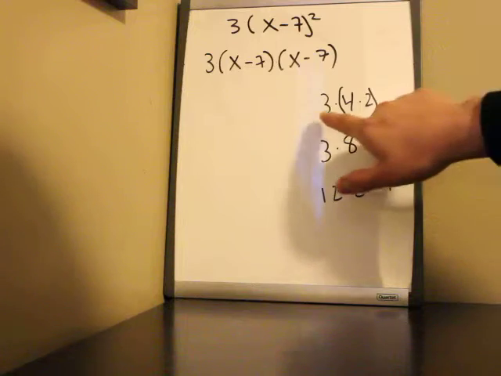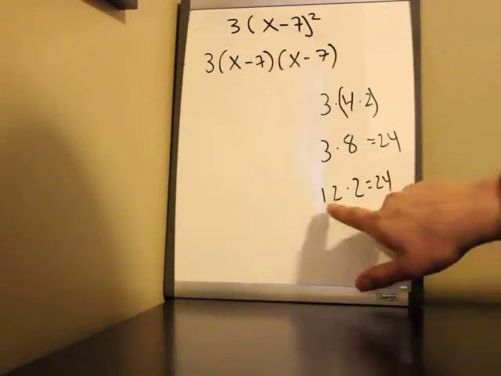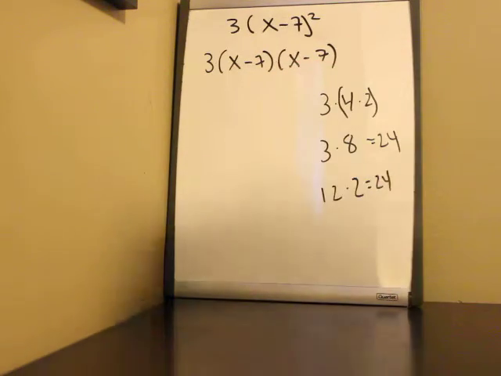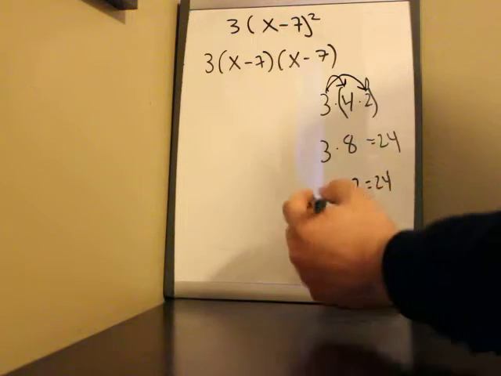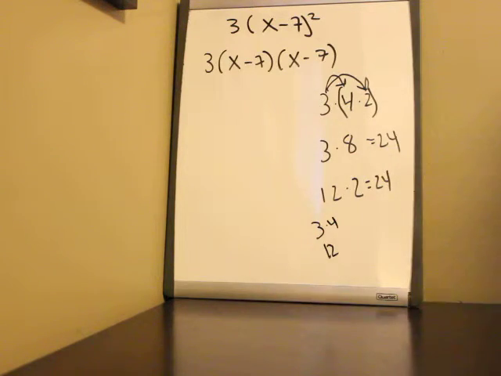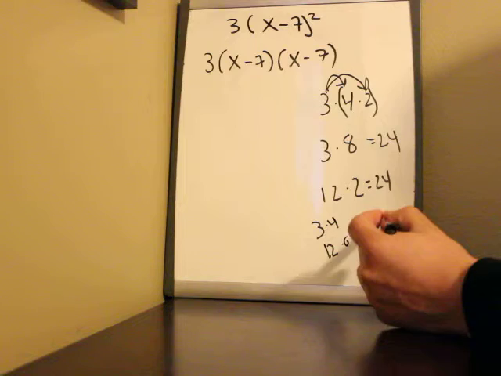Or we can do 3 times 4 first, 12. We can do 3 times this first, and then we're going to multiply whatever that gives us times the next one, which is this one here. Remember, if I try to take this 3 and distribute it into both of these, I would get 3 times 4, which is 12, and then 3 times 2, which is 6. And clearly that does not equal 24.